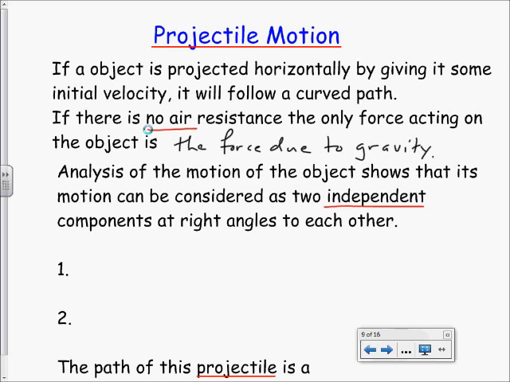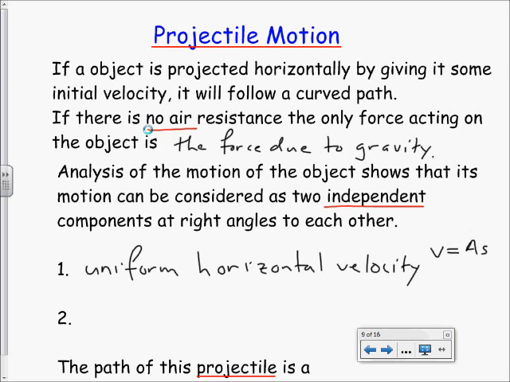In the horizontal direction, we have uniform horizontal velocity. When we're dealing with uniform velocity, there's only really one formula that has to be applied, and that is V equals d over t, or delta S over t. Let's just write it as V equals S over t, though you could argue it's delta S over t. That's the only equation because there's no acceleration here.